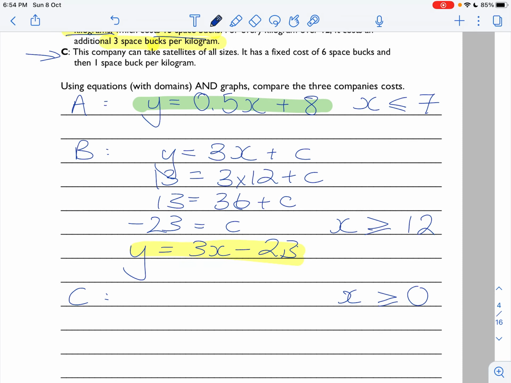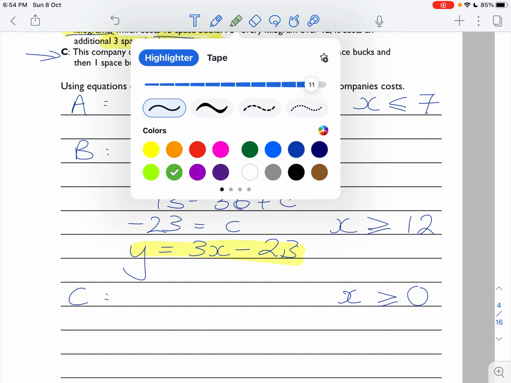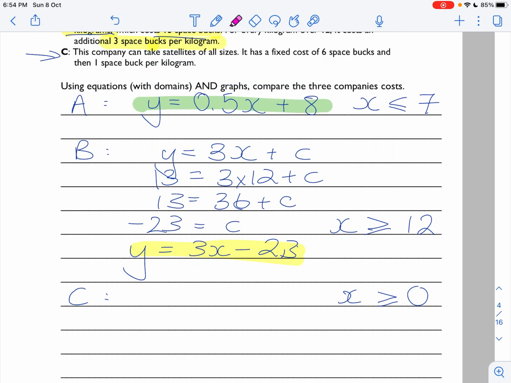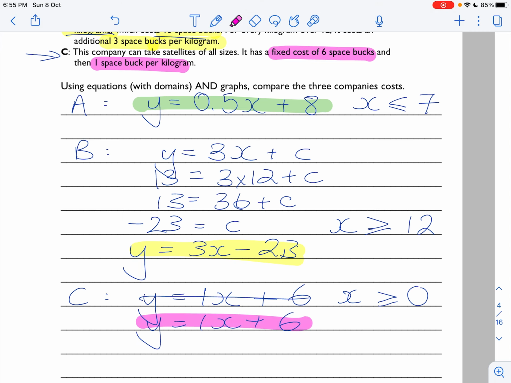It has a fixed cost. Let's go another colour for this one. We'll go pink. Okay, so it has a fixed cost of 6 space bucks and then 1 space buck per kilogram. So if we write that as an equation, the variable cost is 1 space buck per kilogram, so we'll just times that by 1, but the fixed cost is 6. Okay, those are our 3 equations, and we'll write that again, and then we'll highlight it.